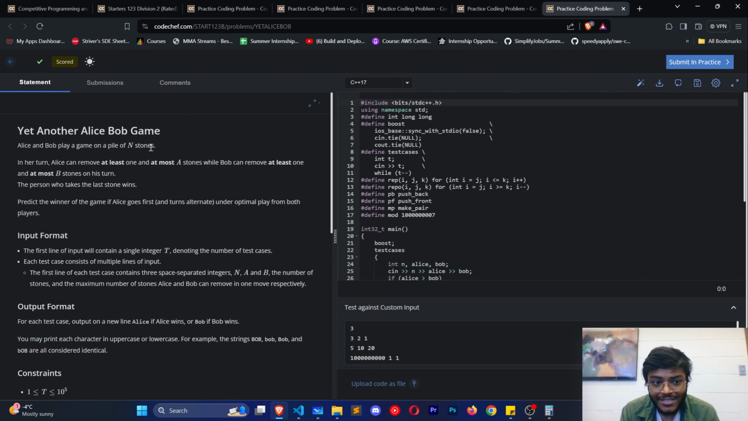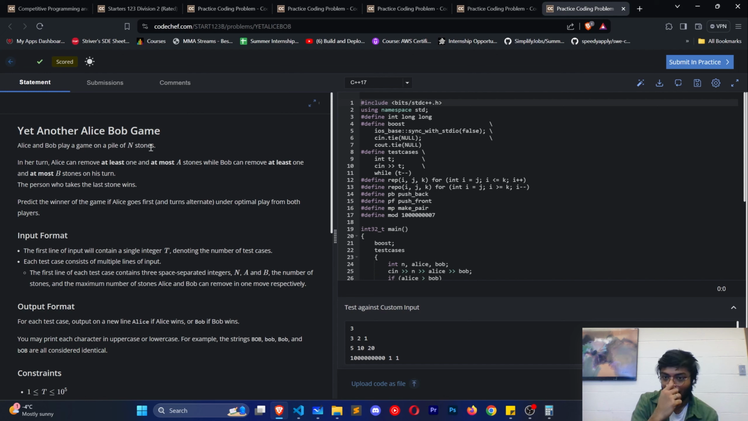Alice, in her turn, has to take at least one stone. So there are a lot of stones, a pile of stones, and then Alice comes and takes at least one stone or more than one stone. Okay, so Alice can take up to A stones, while Bob can remove at least one stone or up to B stones. The person who takes the last stone wins. So basically, the person who isn't able to take any stone loses.